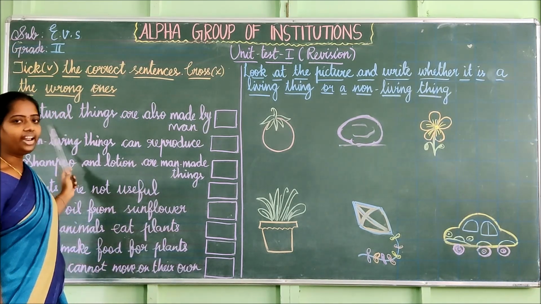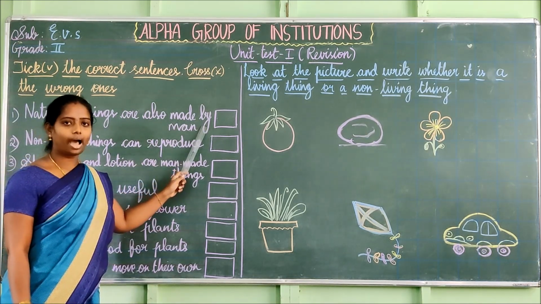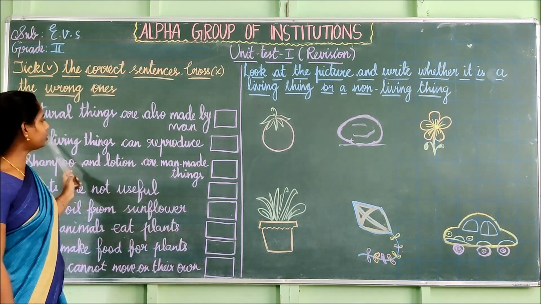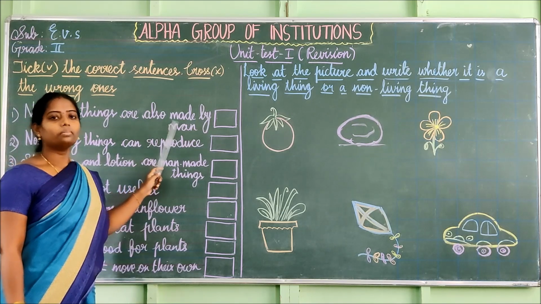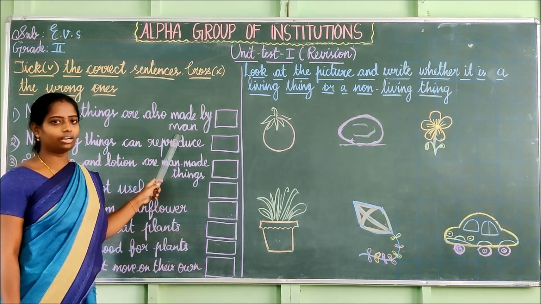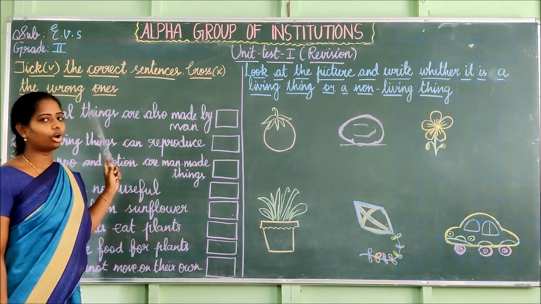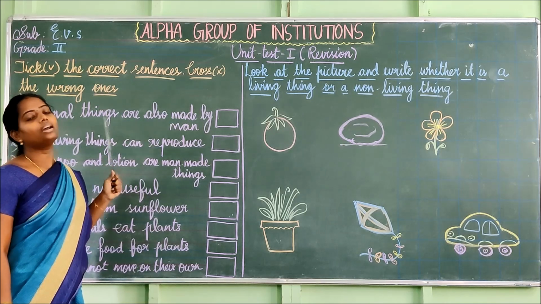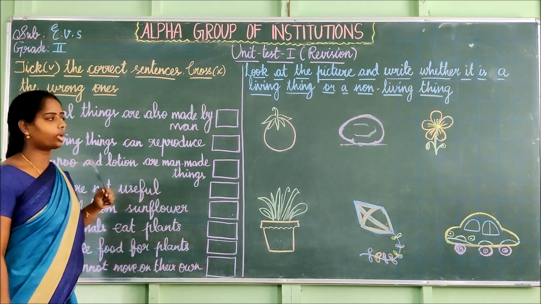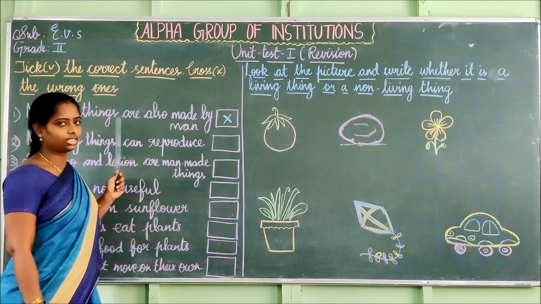First one, okay? Natural things are also made by man. See, I am repeating the question again, children. Natural things are also made by man. Are natural things made by man, children? No, they are not made by man, isn't it? Things that are made by man are called man-made things, and things that directly come from nature are known as natural things, isn't it? But it is a wrong statement, so you have to put a wrong mark in the given box. It is a wrong statement.